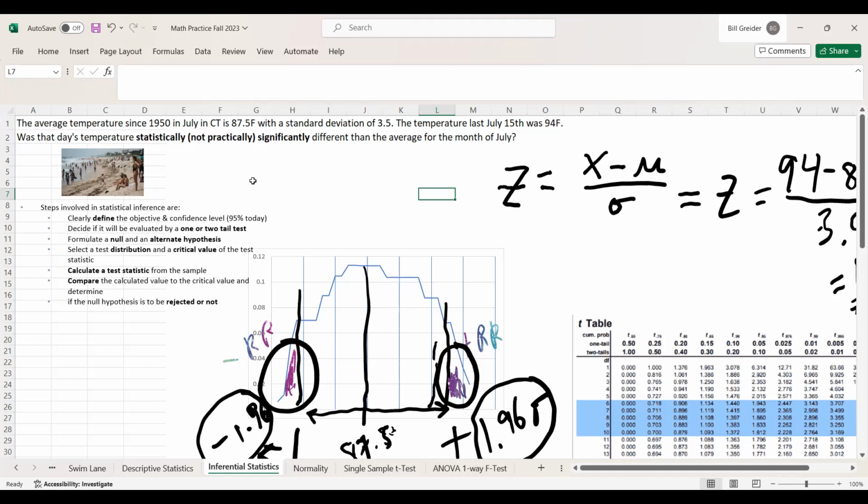Formulate a null and an alternative hypothesis, where the null is the status quo, innocent until proven guilty, and then the alternate hypothesis is not the null. And the only objective of hypothesis testing is to try and figure out if we can reject the null hypothesis. That's all. We're going to select a test distribution and a critical value.